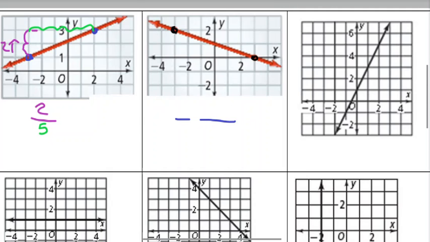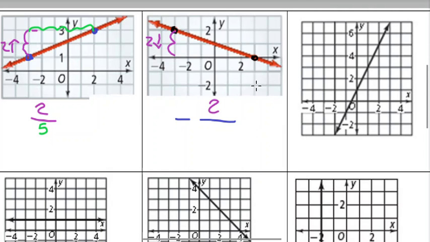So now I got to find out my rise. So it's negative, so I'm going to go down. And I want to go down until I'm equal with this point. So how many down do I have to go until I'm equal? Well, I go down 1, 2. So this one I went down 2, so that 2 is going to go on top.